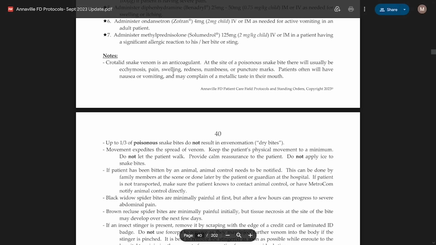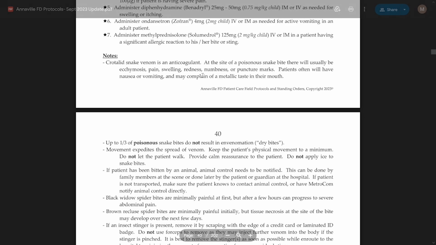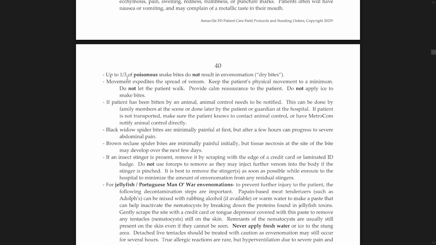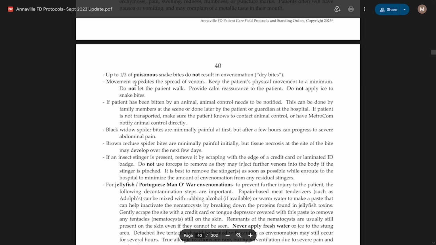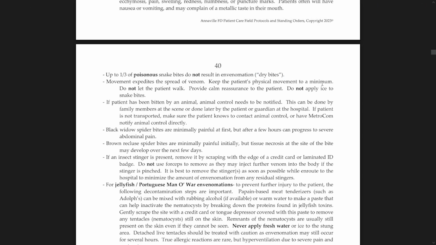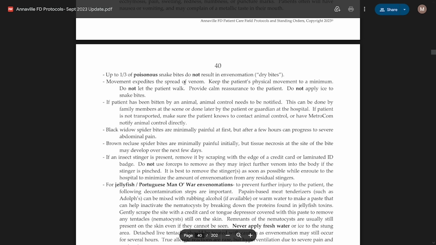Patients often will have nausea or vomiting and may complain of a metallic taste in their mouth. Up to a third of poisonous snake bites do not result in envenomation. They're known as dry bites. Movement expedites the spread of venom. Keep the patient's physical movement to a minimum. Do not let the patient walk.